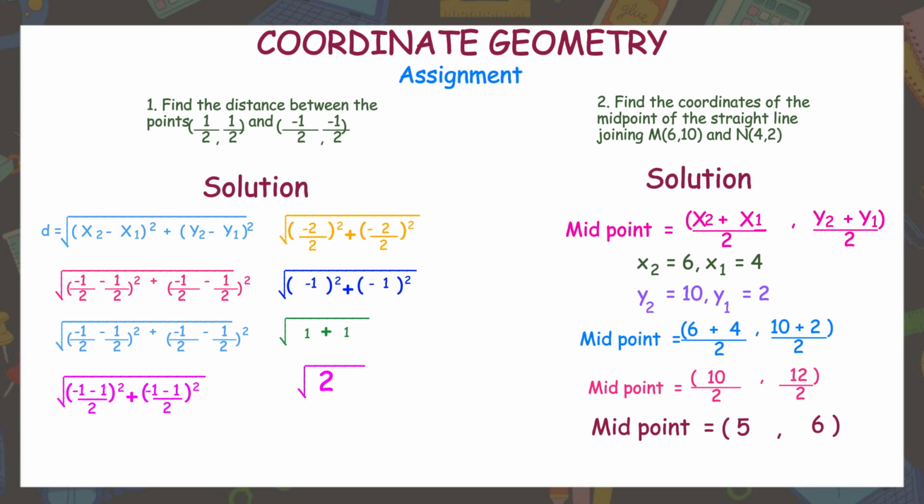So that means we are going to have 4 plus 6 will give us 10. 2 plus 10 will give us 12 over 2. So that means our final answer will be 5. Here will give us 6, because 2 in 12 is 6. So our final answer here is 5 and 6.